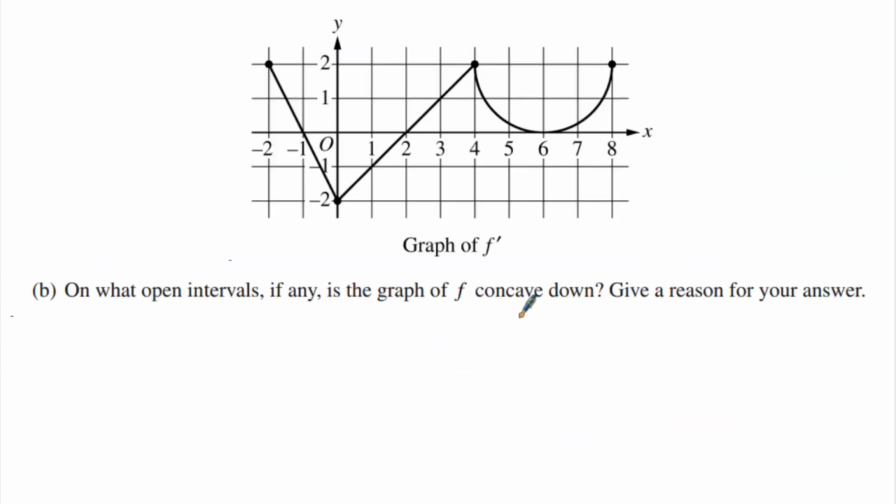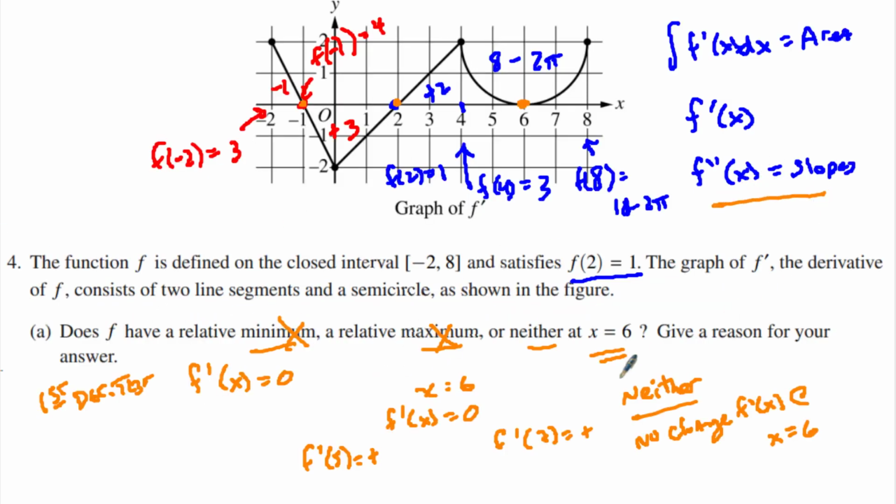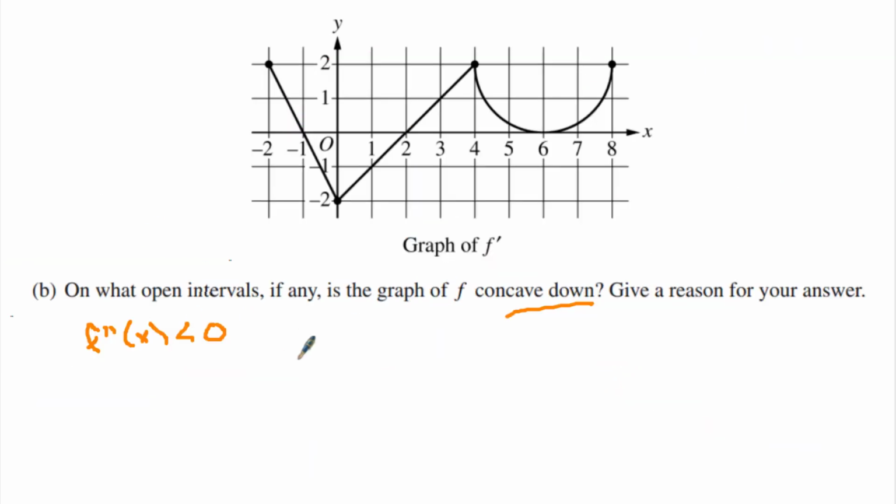Then we go to B. B says, when is it concave down? Concave down is when the second derivative of x is less than 0, which you can see, second derivative, we're talking about the slopes. So that's when the slopes of my graph are less than 0. What intervals are the slopes less than 0? This interval from here to here. That's the interval from -2 to 0.